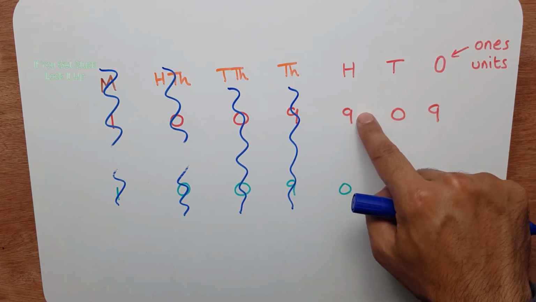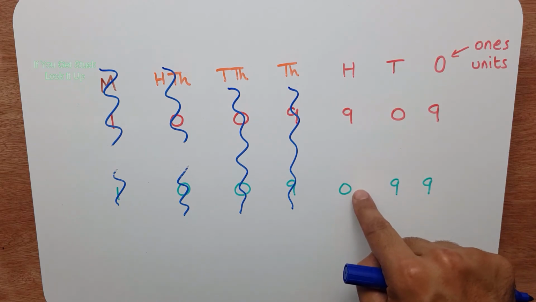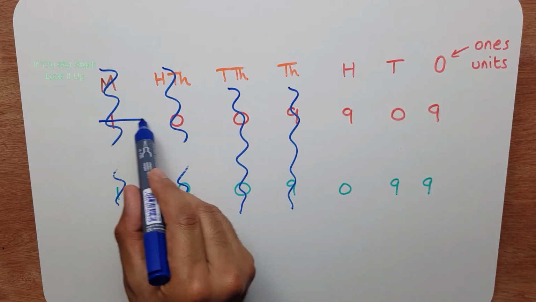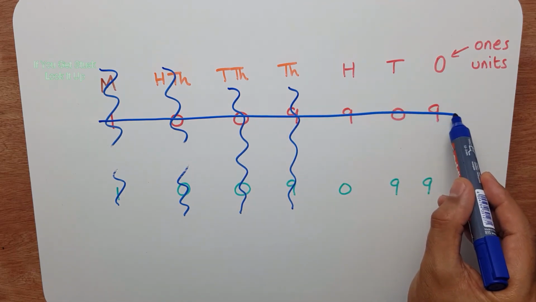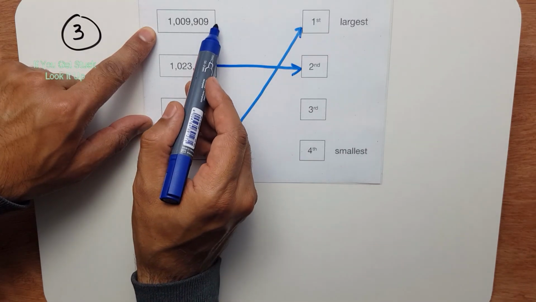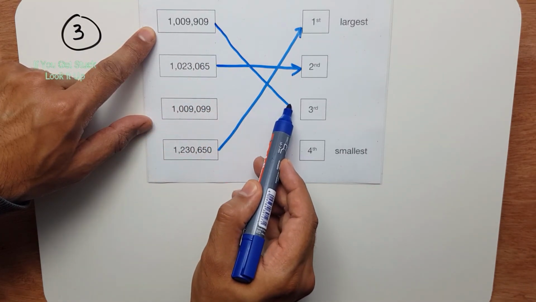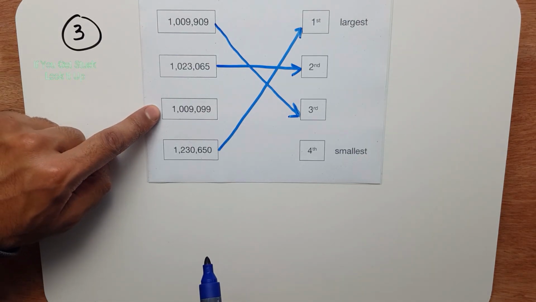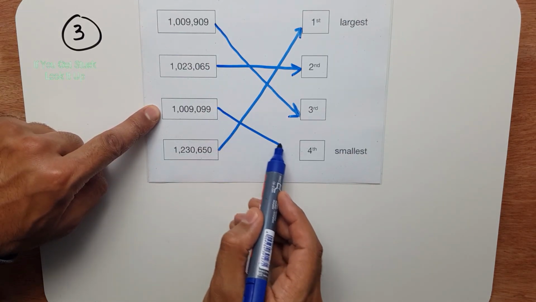So if you go down the hundreds column, this is a 9 and this is a 0. So this is the next biggest number. So I can cross that out. And that's that number there. So that's the third largest. So we can point that down there. And there's only one left. It's this one. So we can point that down to there.